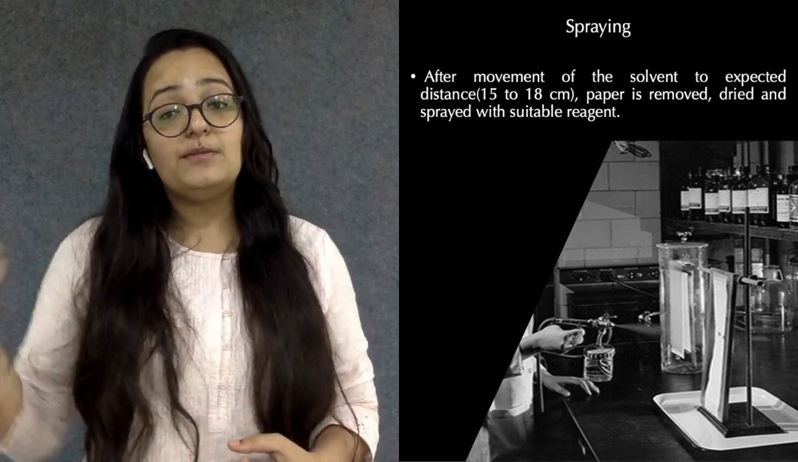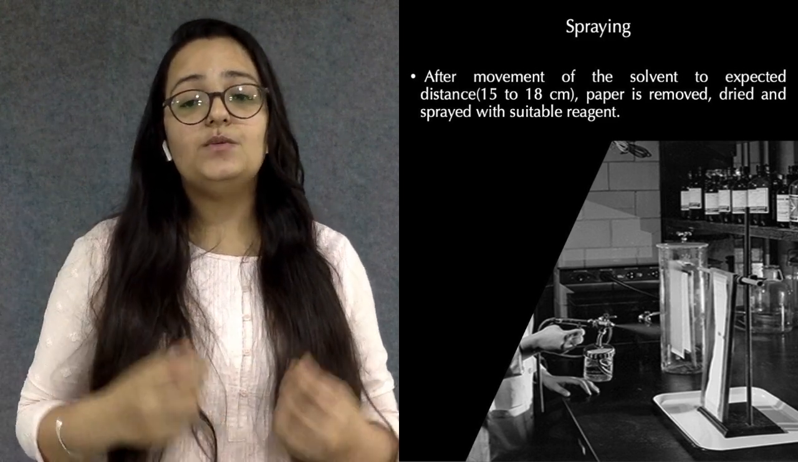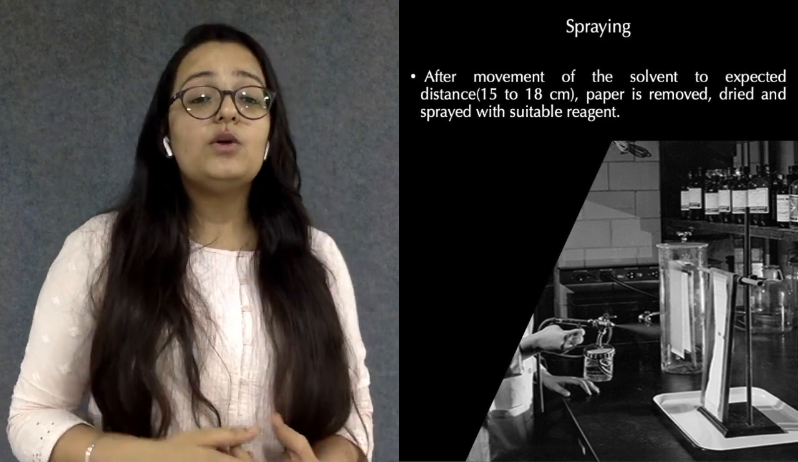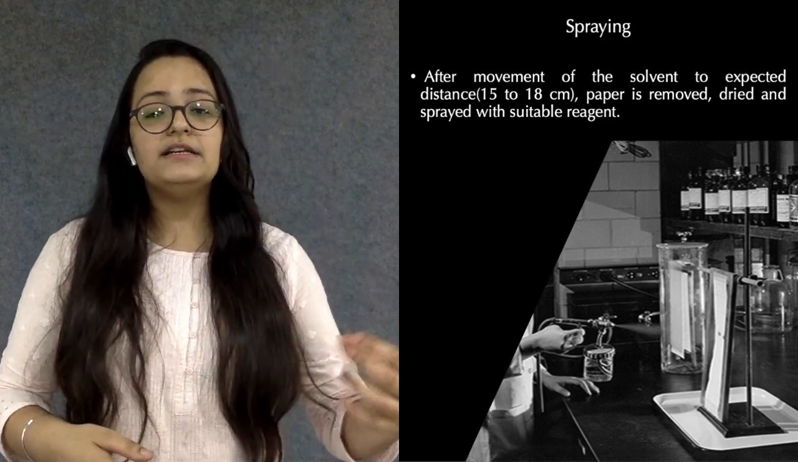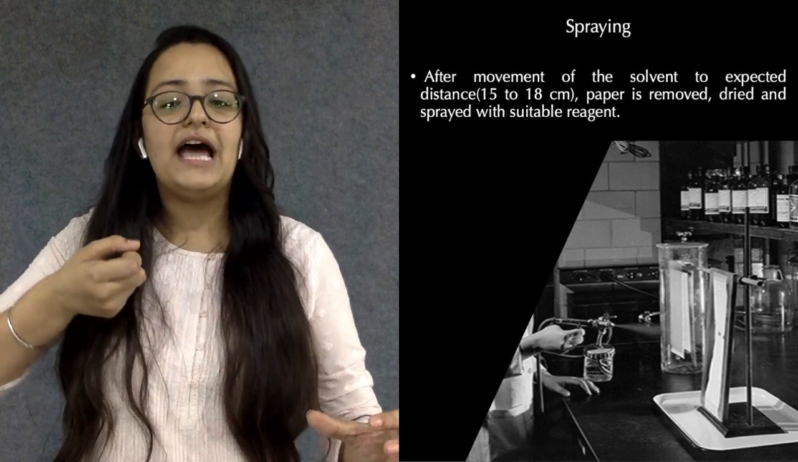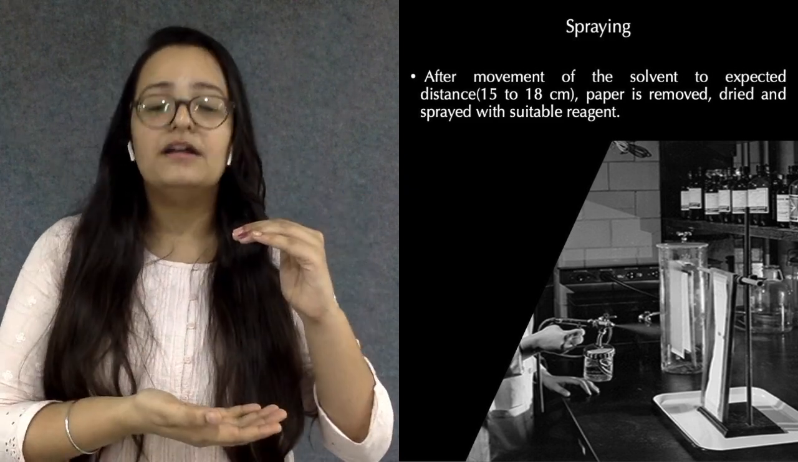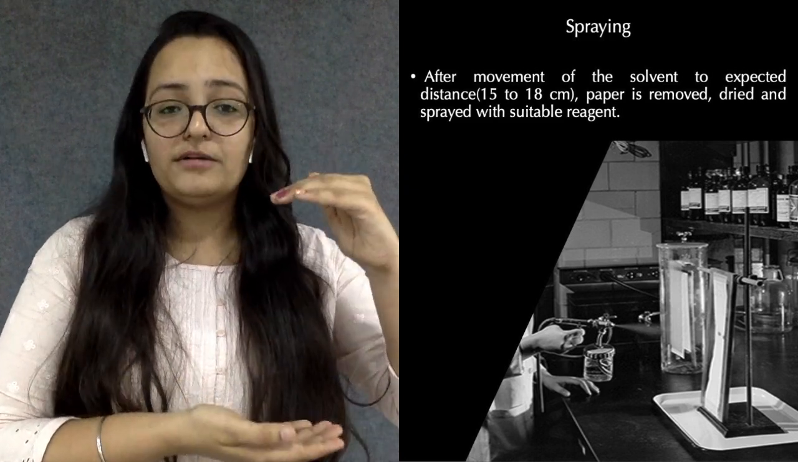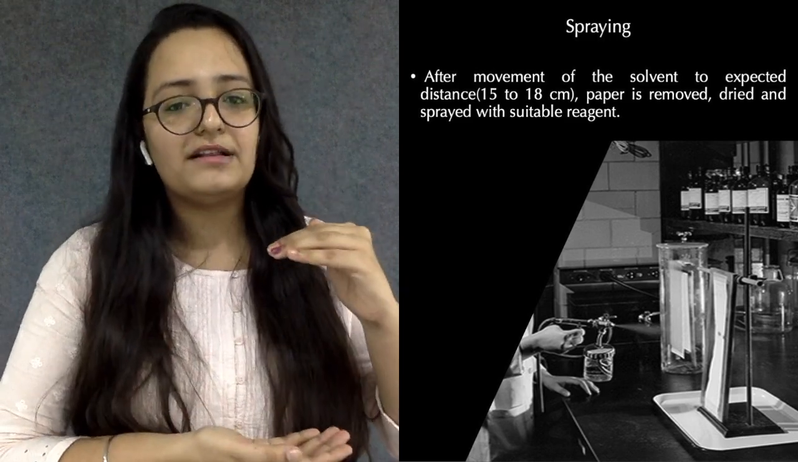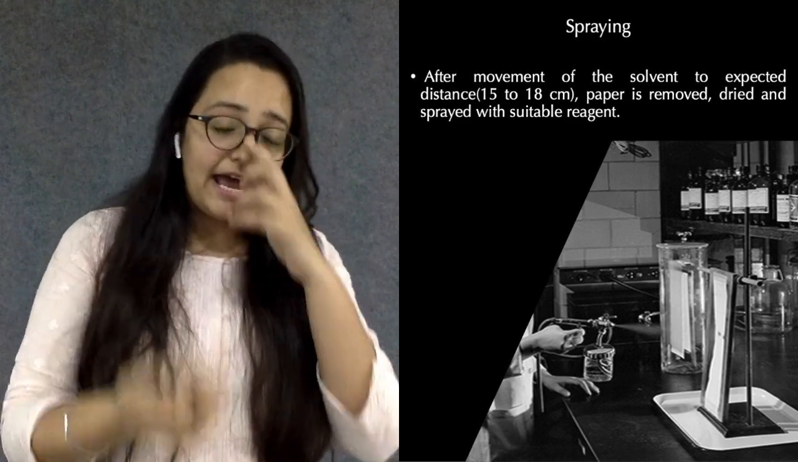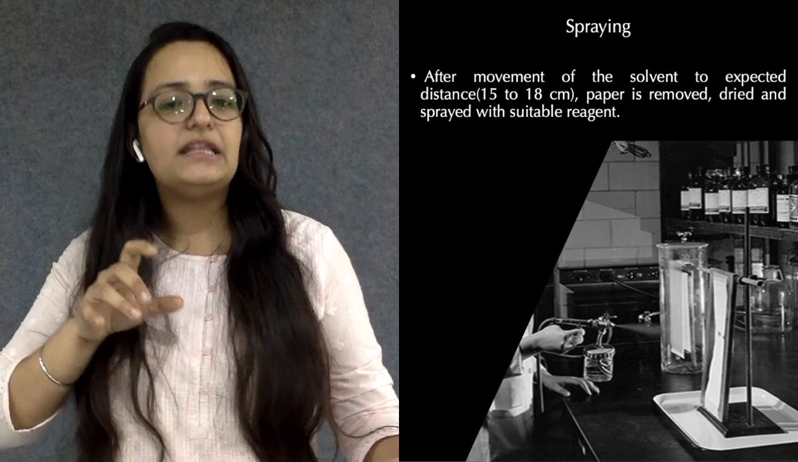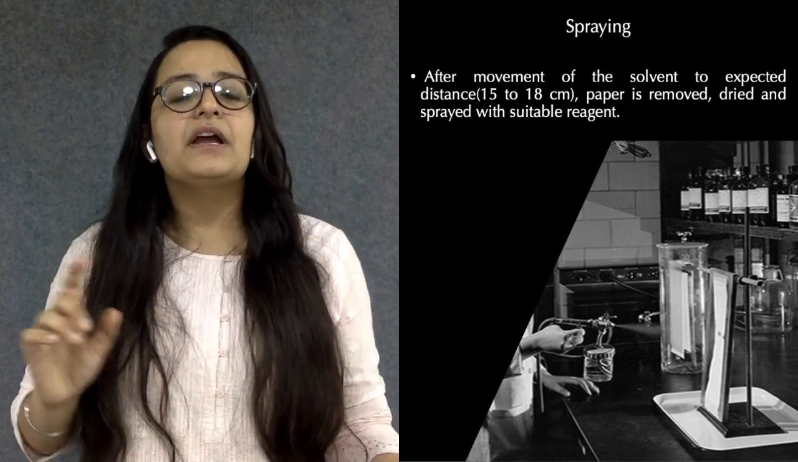The paper is removed, dried, and sprayed with the suitable reagent. Here you can see the person is spraying the paper with the help of a specialized instrument. Sometimes different kinds of spraying bottles are available in the market. With the help of that bottle, we can spray the paper according to our need.